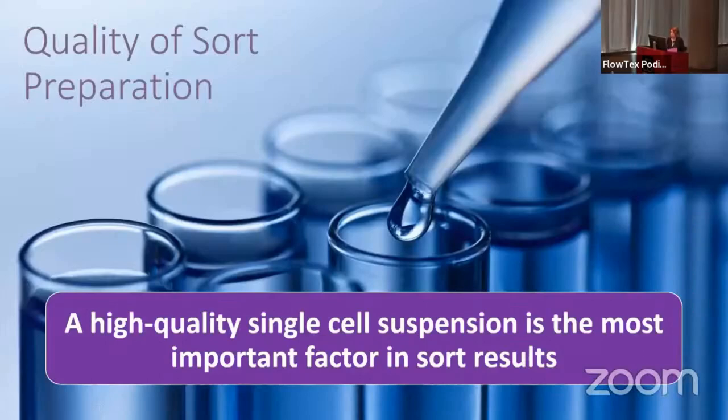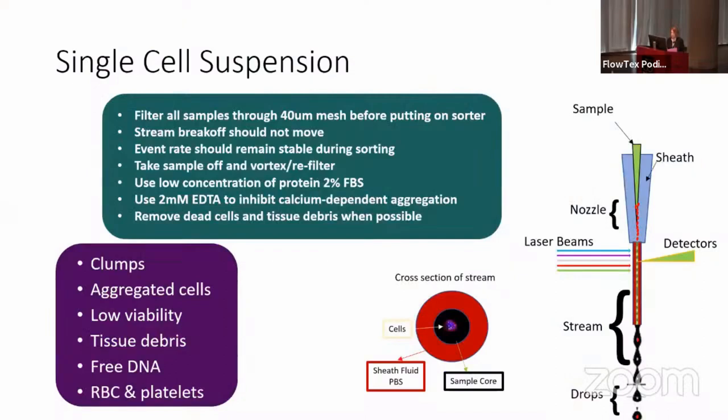I always tell people the quality of your sort preparation, if you're using a core, is the single highest factor in the success of your experiment. Your cell suspension needs to be smooth. The cells need to be not aggregating. They need to be well dispersed in suspension and able to be hydrodynamically focused so that they don't clog that small aperture, the nozzle on the sorter. So your single cell suspension should generally be filtered through a 40 micron mesh before you put it on the sorter. Once you do put it on the sorter, the breakoff, which is the place where the drops forming from the drop drive are starting to be disconnected.